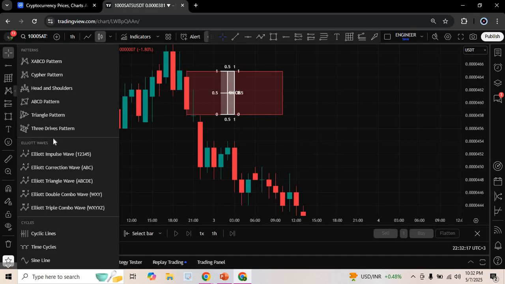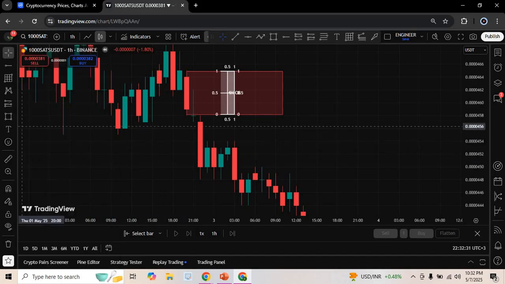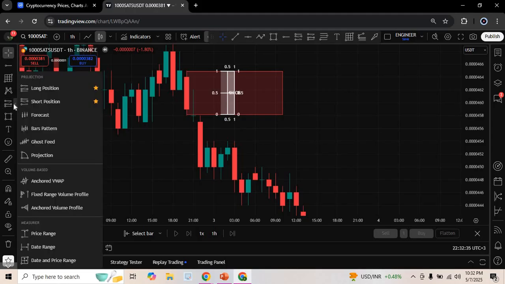Also, this is another part that I've never used, but I was learning about Elliott wave, but it didn't make sense to me. This is the part where you come and choose the Elliott wave and whatever. So here I have nothing to talk about in that segment. Then you can come to this part. In this part, the two most important tools, the long position tool and the short position tool.